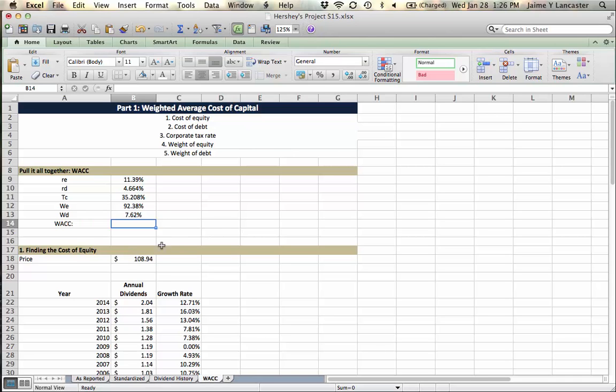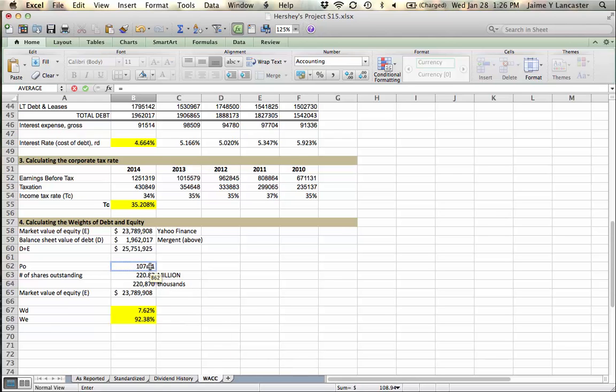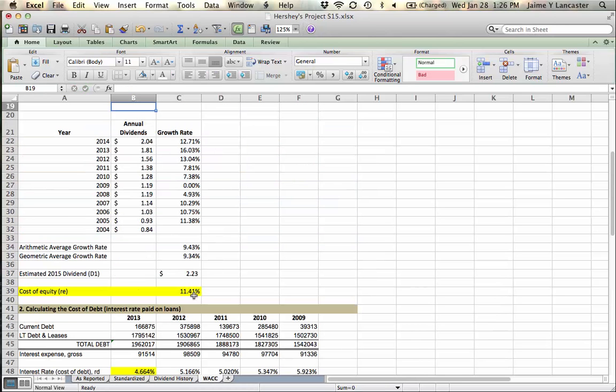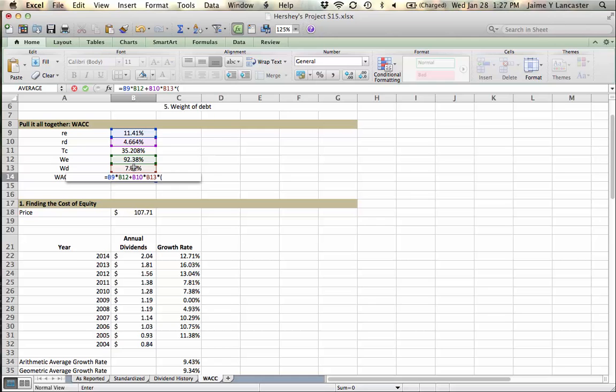One thing I want to do really quickly is I want to use the more current value, the more current share price, so that at least this page has all the same share price. It changes the cost of equity just a teeny tiny bit. That's okay. So our weighted average cost of capital is the cost of equity times the weight of equity plus the cost of debt times the weight of debt multiplied by 1 minus the tax rate.